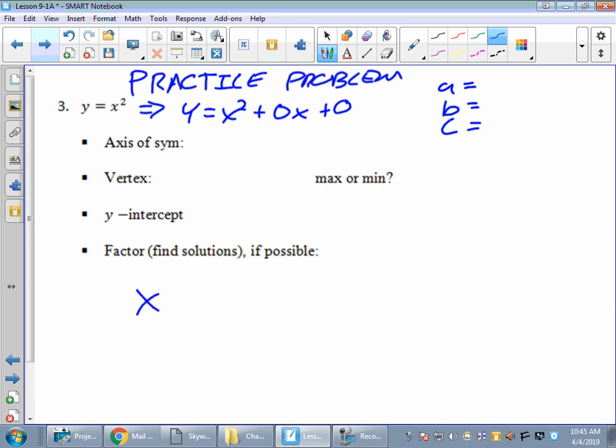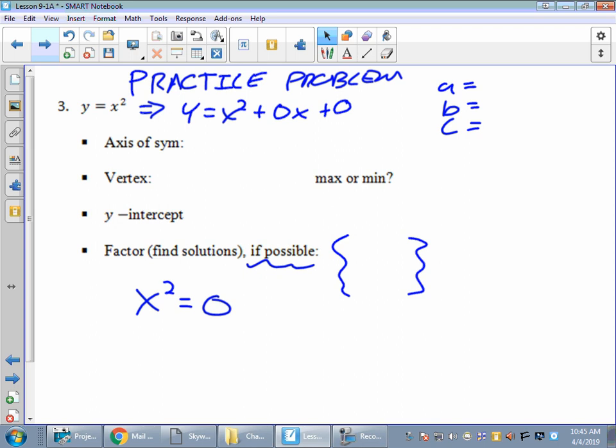And just remember, when you get down here to factor, it's x squared equals 0. So if possible, we want our solution set answer here. So that gives you a little help there. Hopefully that helps you. And that's it.